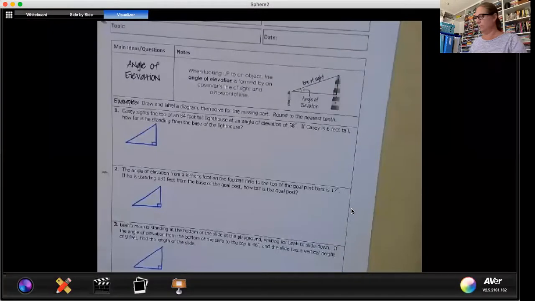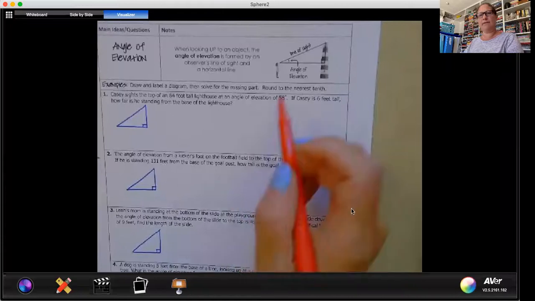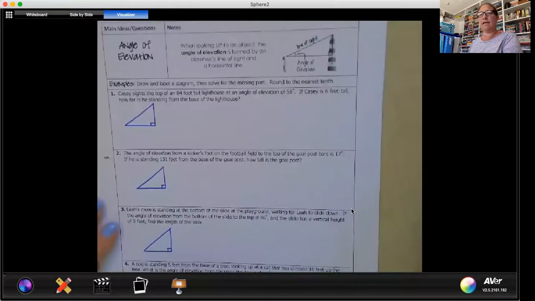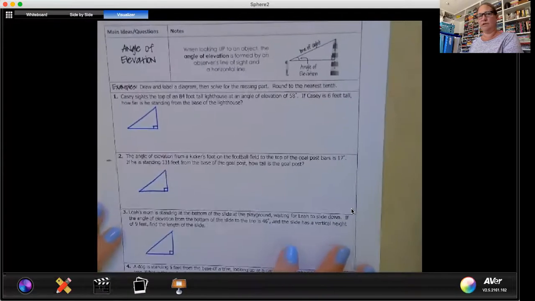Hey guys, today we're going to do our lesson on angle of elevation and angle of depression. This is a topic that we have touched on briefly in the past. Remember, our angle of elevation looks up from our line of sight, our angle of depression looks down from our line of sight, and our angle of depression and our angle of elevation are the same.